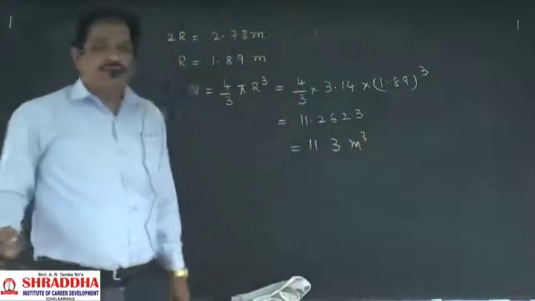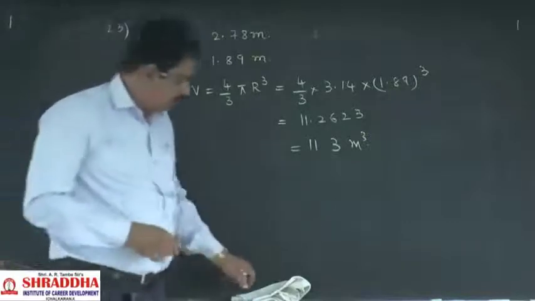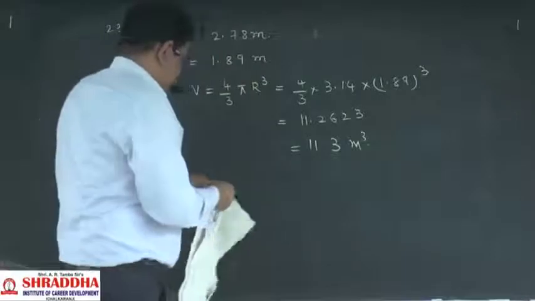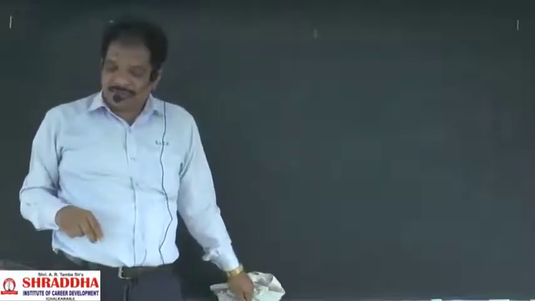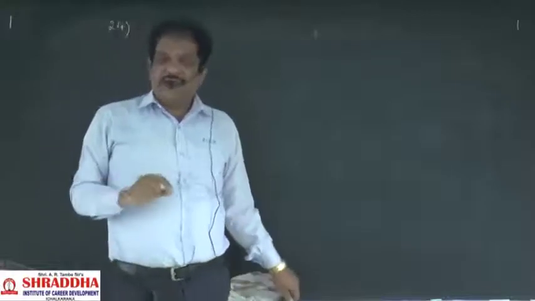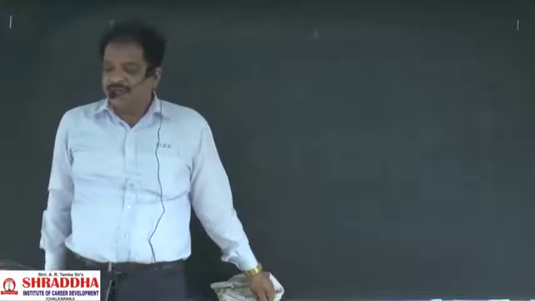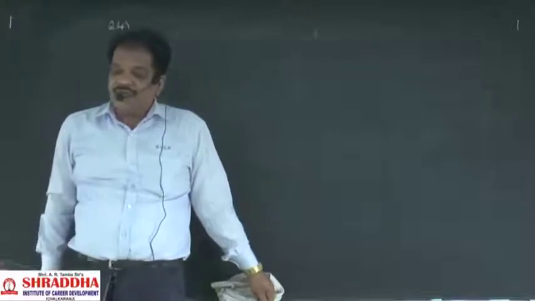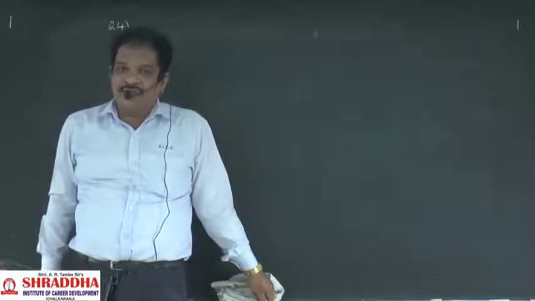That is the volume. Okay. Next, 24. What they are asking, see: wire length is 21.7 centimeter. Radius will be 0.46 millimeter. Calculate the volume of the wire to correct significant figures.